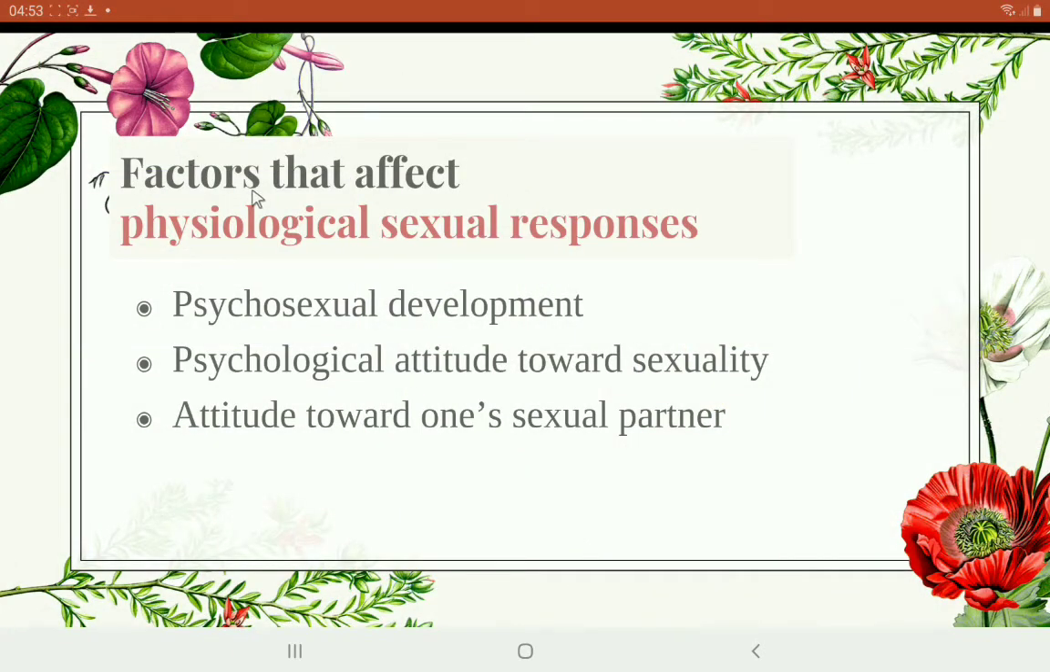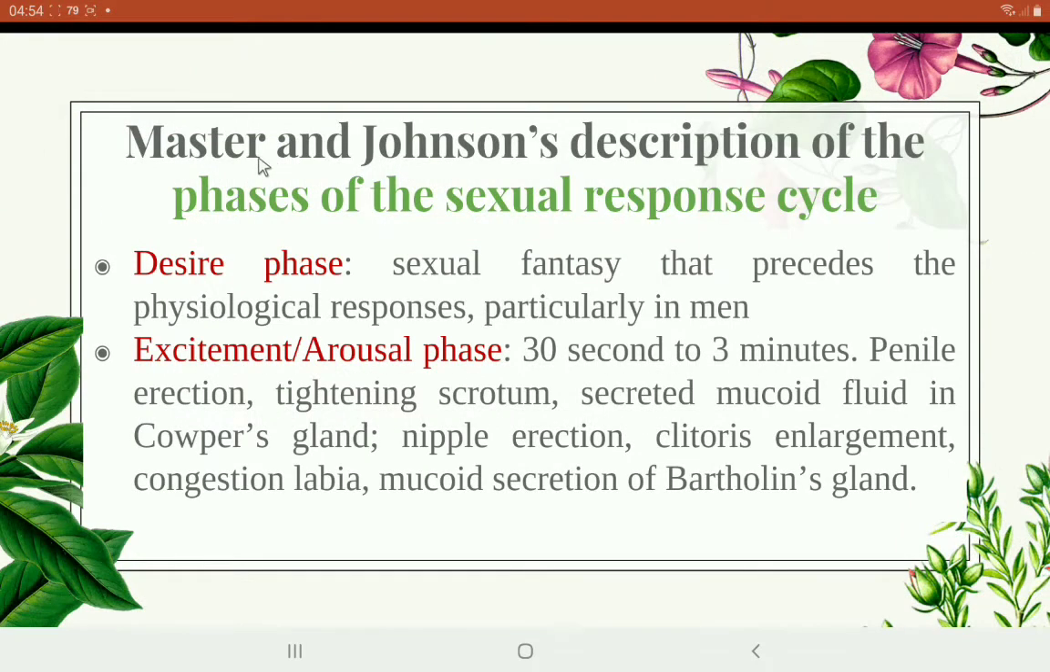There are many factors that affect physiological sexual responses. For example, psychosexual development, psychological attitude toward sexuality, and also attitude toward one's sexual partner. Masters and Johnson's description of the phases of the sexual response cycle: there is the desire phase, sexual fantasy that precedes the physiological responses, particularly in men.